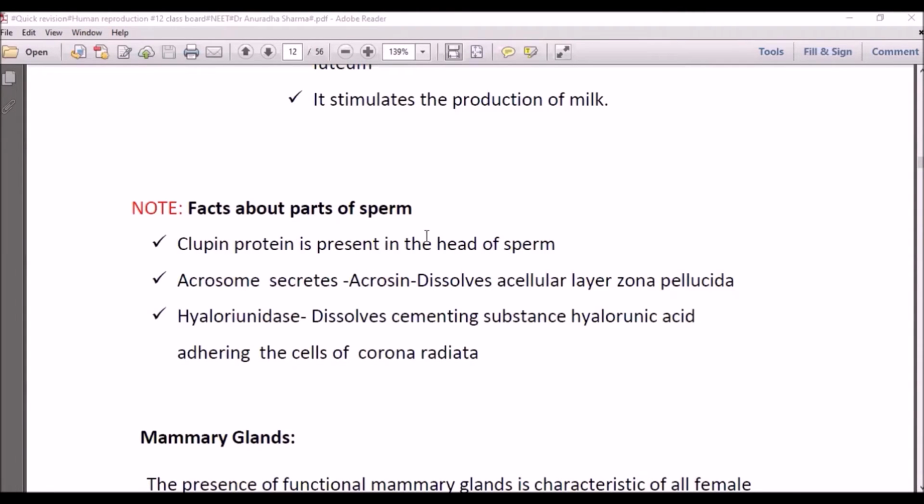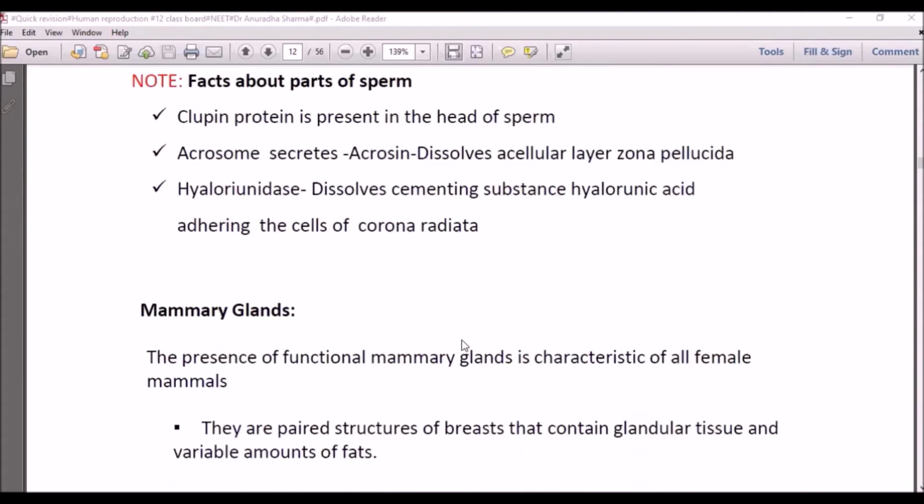So this acrosin, what does it do? It dissolves the zona pellucida. Third, hyaluronidase, this enzyme is present in the acrosome. It dissolves the cementing substance, hyaluronic acid, which is adhering the cells of the corona radiata. So this is also important, that this enzyme is present in the acrosome and it is helping in fertilization by dissolving this cementing substance.